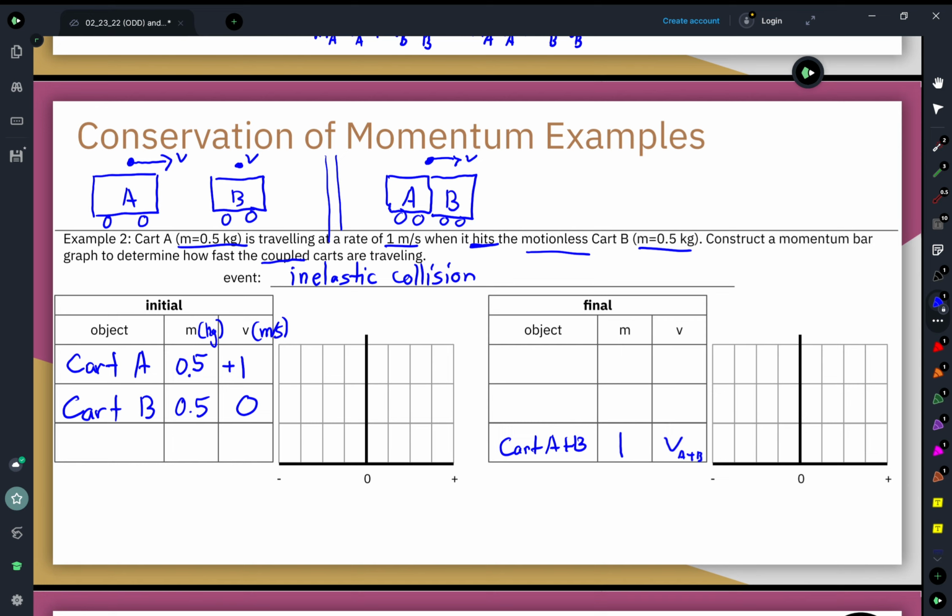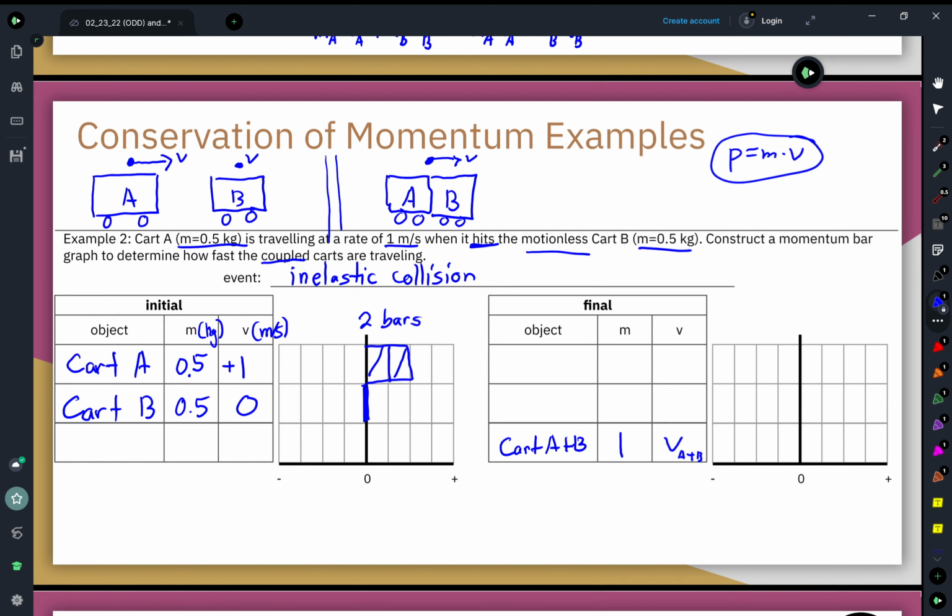Step 3, draw a horizontal bar to represent the size and direction of the momentum for each object. Remember, our momentum is mass times velocity. Cart A, at the initial situation, has a mass of 0.5 and a velocity of 1. So we're going to have some positive momentum. I'm going to say that that is going to be 2 bars. Cart B has a mass of 0.5, but it has a velocity of 0. So I'm going to say it has 0 momentum. So when I'm representing it this way, I'm starting off with 2 bars for my initial momentum.